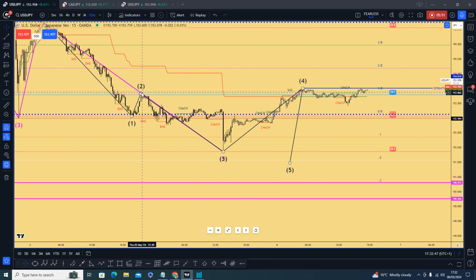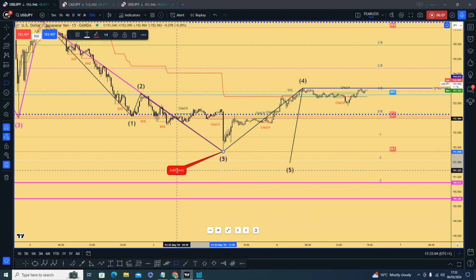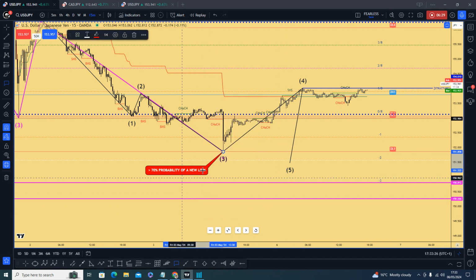Our expectation, even though the price has come above this two, which is a weak two anyway, you can see there's no reference to it, but it is there, we can see it. That is to make a lower low, and at this lower low three, we have more than 70%. I've said this before. I'm going to type: when you have a three-way structure, you have more than 70% probability of a new low. Okay, and that is good enough for us.